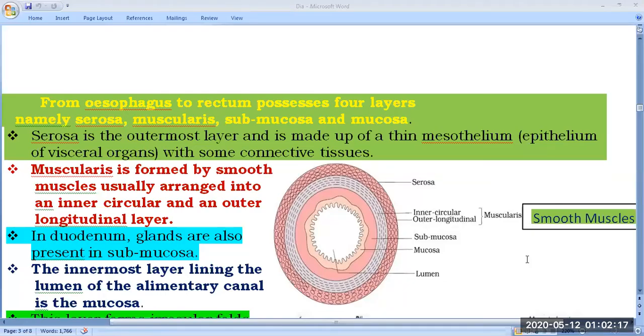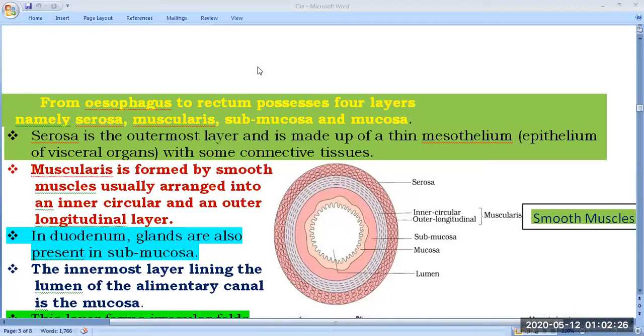In the last video lecture, we talked about the alimentary canal, and in this video lecture, we will talk about the histology of the alimentary canal. And you know very well, the alimentary canal is generally made up of four different layers. Outermost is the serosa, then muscularis, then submucosa, and the innermost layer is the mucosa.